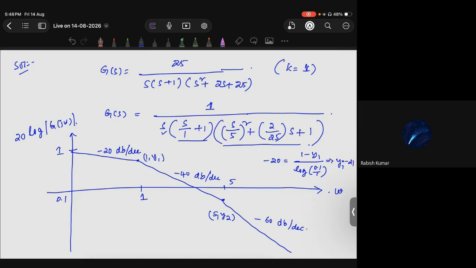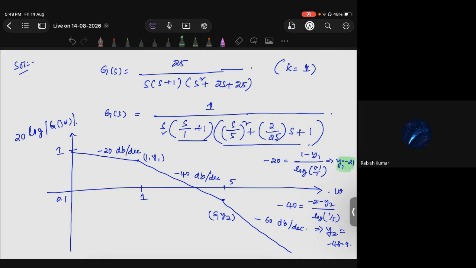Similarly, you do the same calculations for y2. So y2 will be like minus 40. Then minus 21 minus y2 divided by log 1 by 5, just finding the slope. So what do you get? This will be y2 is equivalent to what? Minus 48.9. So these are the two values we are getting.